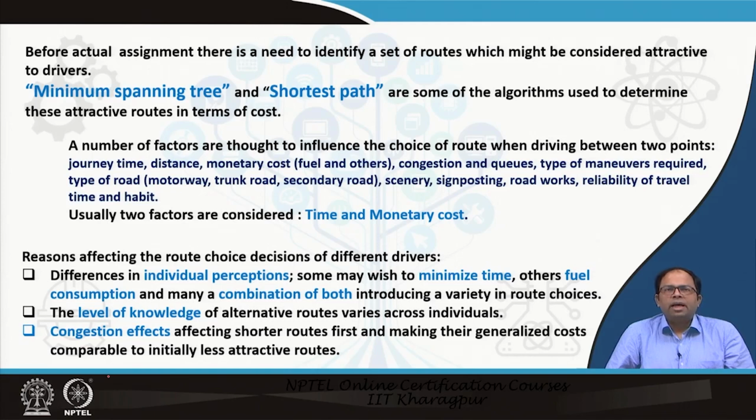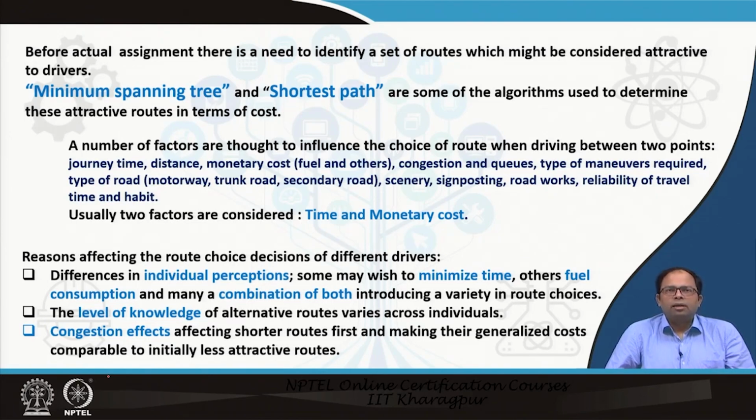So before the actual assignment can happen, whenever we are talking about user equilibrium and all, we are talking about assignment. That means the user would be assigned to a particular route, and in what order or what sequence they would be assigned. But even before that, we need to identify a set of routes which might be considered attractive to the drivers or the users. So that means whichever they feel is perceived to be the shortest one.